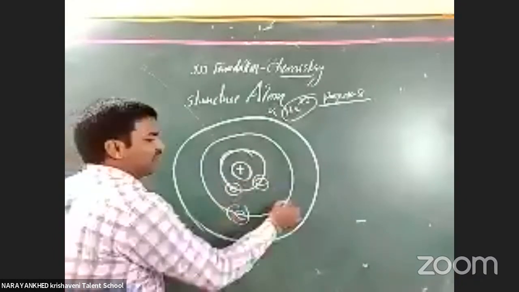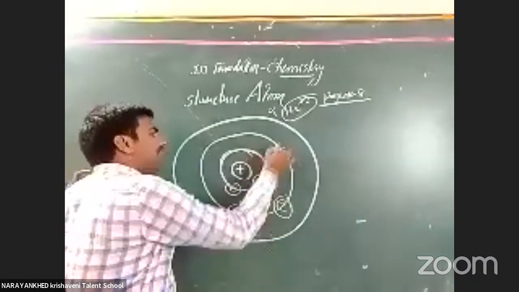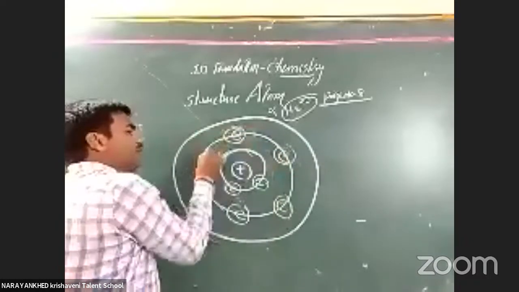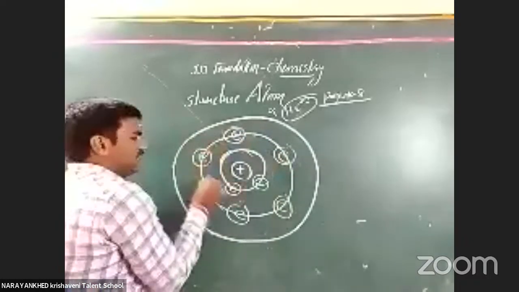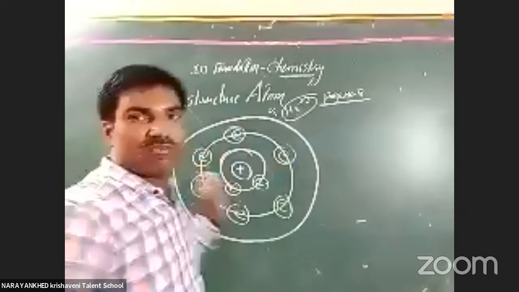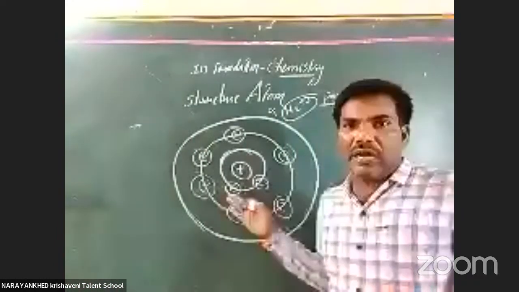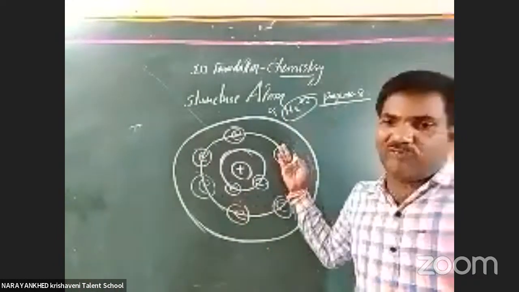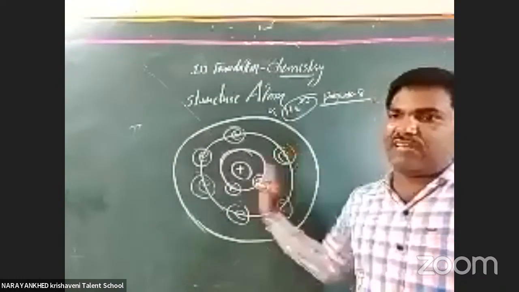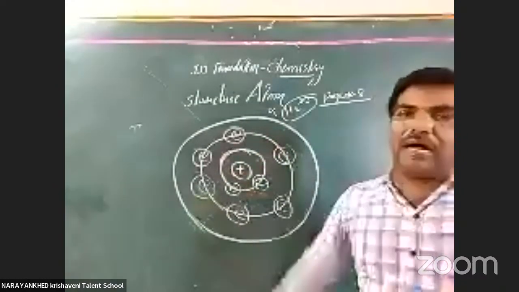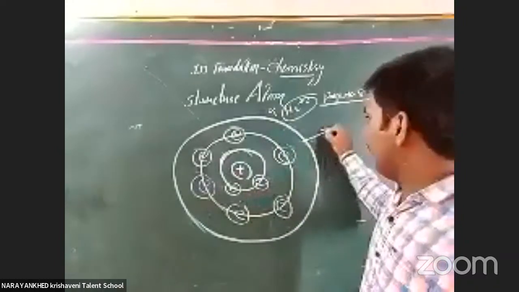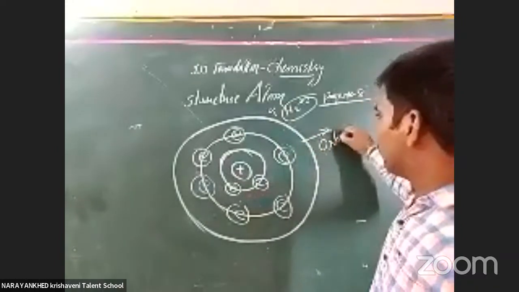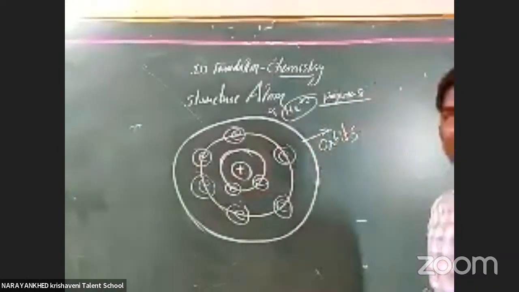Electrons are revolving according to de Broglie's dual nature. Sometimes an electron looks like a particle, and sometimes it looks like a wave. In that nature, they are revolving in these particular paths. These paths are called what? Orbits. Understand all of you?